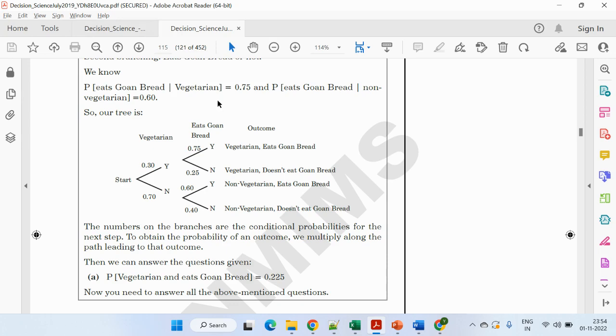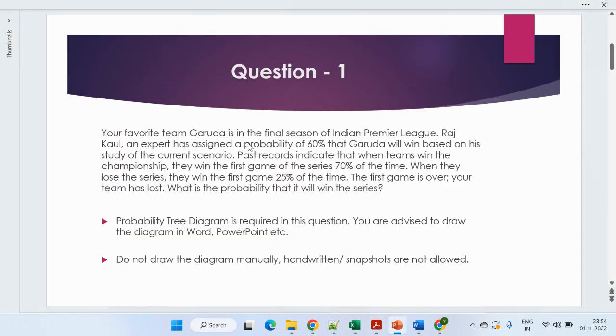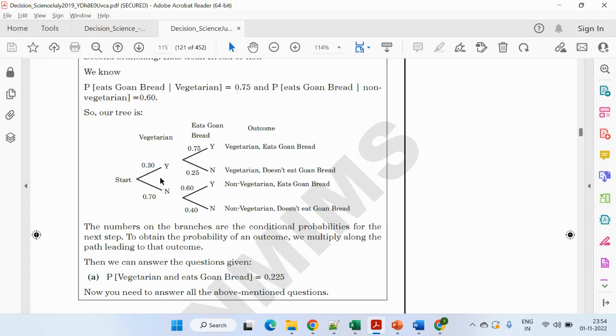So if we go back to our question, Raj, call an expert, has assigned a probability of 60% that Garuda will win based on the study of the current scenario. Past records state that when teams win the championship, they win the first game 70% of the time. Right. So winning the first game is 70%, losing the game is 30%. So that 30% and 70% come over here.